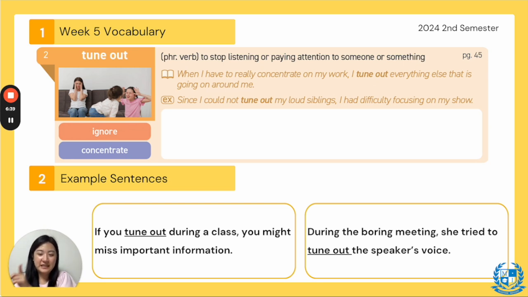Good. Let's look here. It says, if you tune out during a class, you might miss important information. Very important. So we shouldn't daydream or tune out when the teacher is talking, right? Next one, it says, during the boring meeting, she tried to tune out the speaker's voice. Oh no. That's not good. You should pay attention to the meeting. Bad sentence.